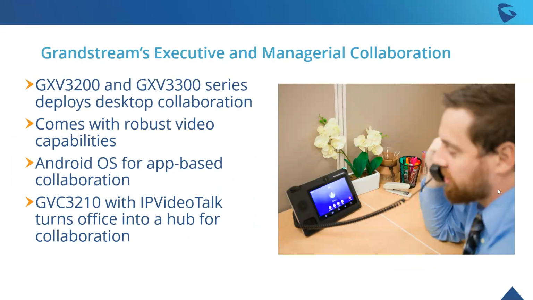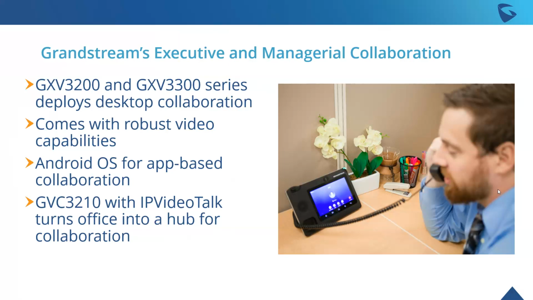All right, last but not least, the technology that we make that contributes to that executive and managerial collaboration. That's our GXV 3200 and GXV 32,000 and GXV 33,000 series. It really helps deploy that desktop collaboration. It comes with really robust video capabilities. Basically, it runs on the Android OS, so you can have app-based collaboration from any type of video conferencing application that you can access via the Google Play Store. Of course, it also supports point-to-point video conferencing as well.